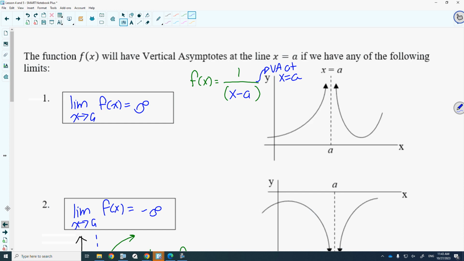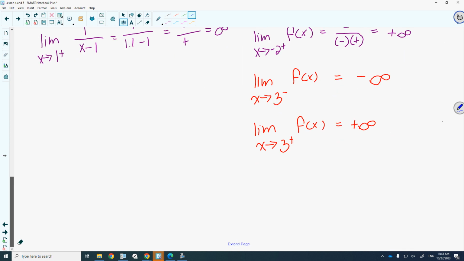Did I have one more that you guys had? I just want to double check, or did I take it out? Oh, I guess I took it out.